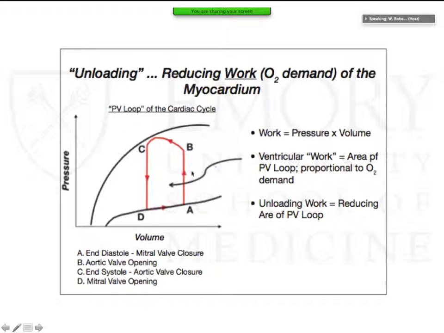So going back to the pressure volume loop again, the idea is to unload the left ventricle. The work of the left ventricle is pressure times volume. This area is ventricular work. This area over here is stroke volume. Ventricular work is the area of the pressure volume loop, and it's proportional to the oxygen demand. Unloading of the work is by trying to reduce this area of the pressure volume loop.